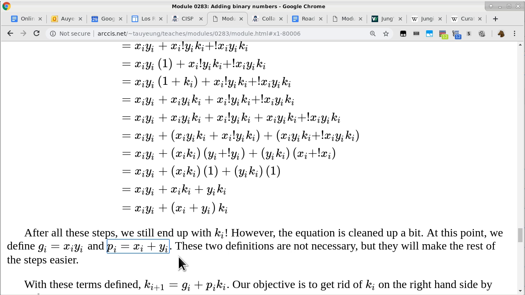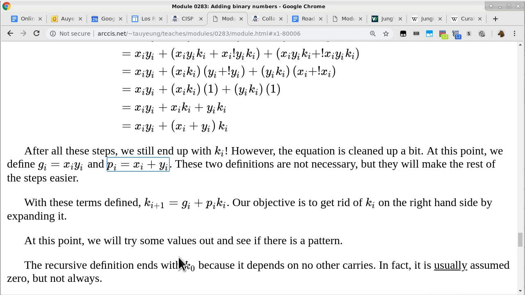Let me scroll up a little bit. By using these two terms, now we can rewrite k of I plus 1 as gi or pi and ki. Okay, are we okay with this part? So I'm combining the material that we talked about on Tuesday, the definition of g and p, in order to come to this little equation here, which still doesn't help, right? Ki is still there.